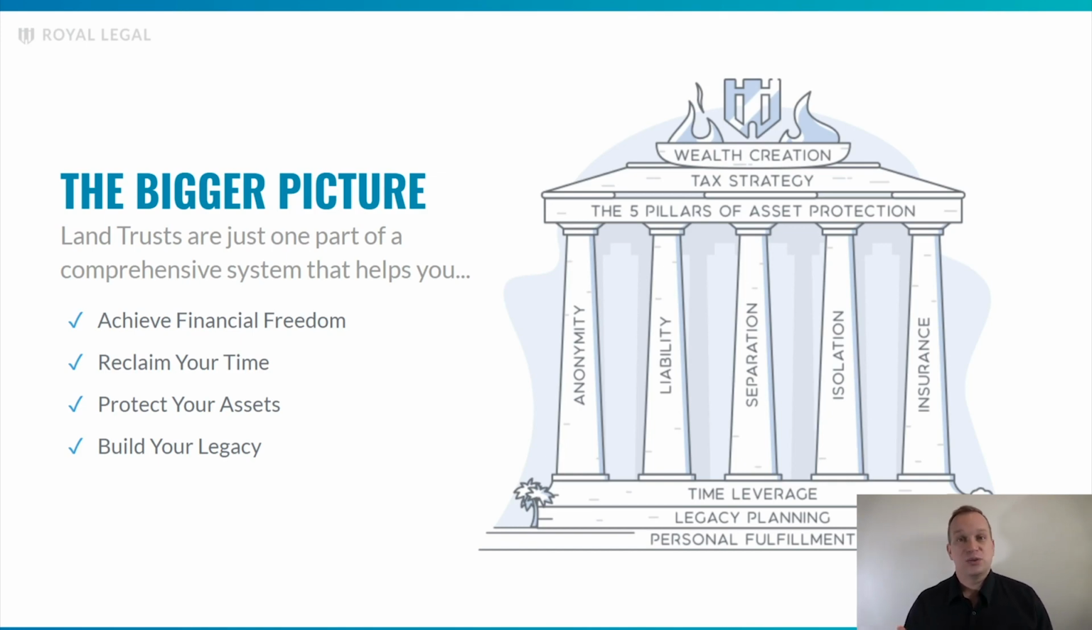You can see here at the top, it's wealth creation. The first thing we've got to do is make money. The second thing we've got to do is save money from taxes, and that's how we create the most amount of capital we can. Third thing we have to do is protect our assets, to protect the money that we've made from lawsuits.